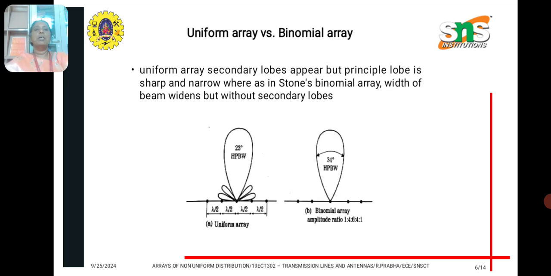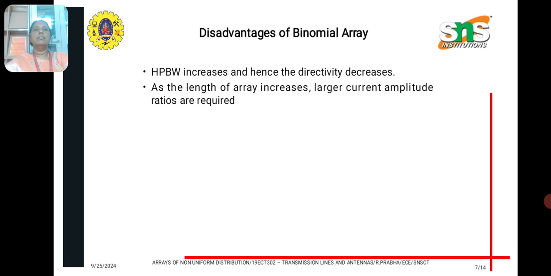In a uniform array, secondary lobes appear, but the principal lobe is sharp and narrow, whereas in Stone's binomial array, the width of the beam widens but without secondary lobes. This is the disadvantage of the binomial array. The first disadvantage is that the half power beam width increases and the directivity decreases, because for an ideal antenna the directivity should be high.